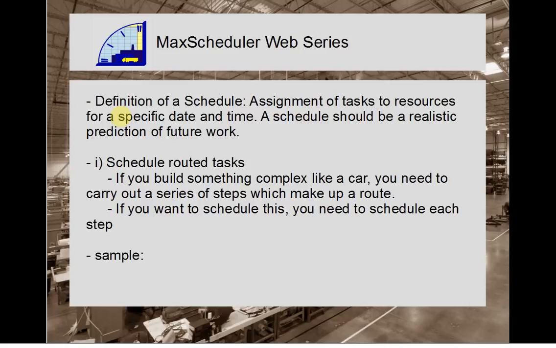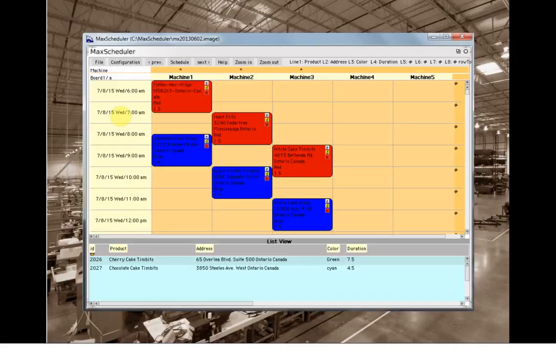And each route is an assignment of a job to a resource for a specific date and time. Here's an example, going again back to MaxScheduler, to give you an idea of what a scheduling of routes could mean. Here we have two jobs or two things you're making. One, you'd call the red object, and another is the blue object. We can think of a red car or blue car.